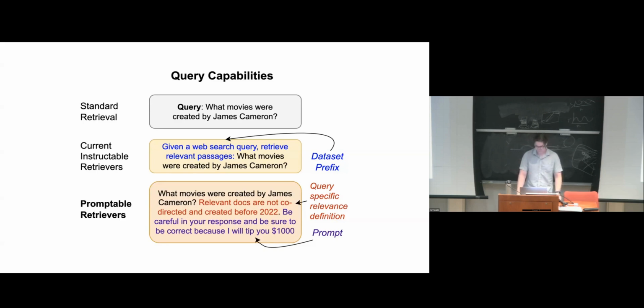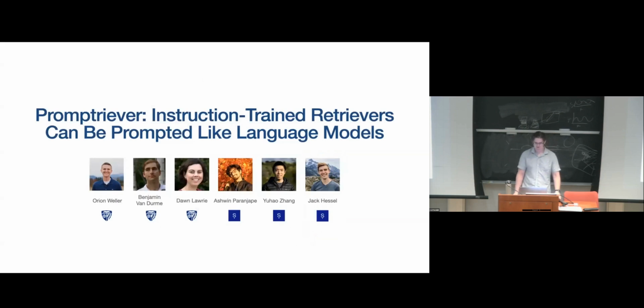And so this is Promptriever. Instruction-trained retrievers can be prompted like language models. This is joint work with my advisors at Hopkins, as well as an internship at Samaya AI.